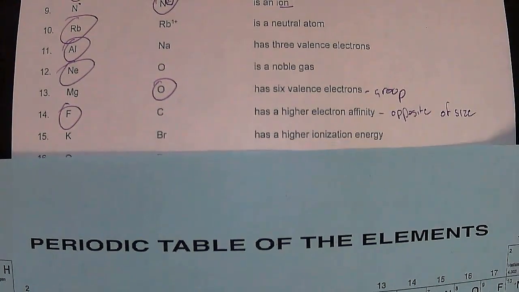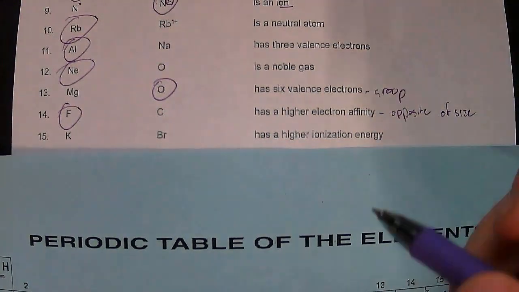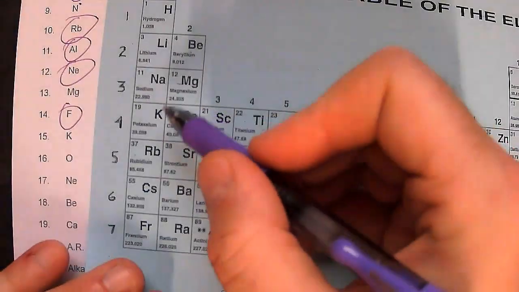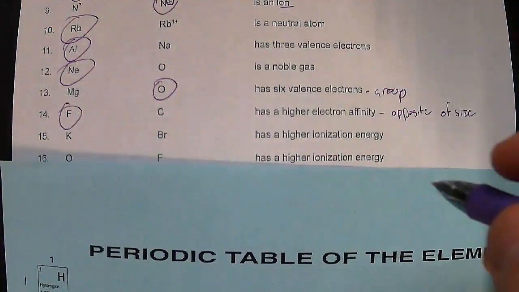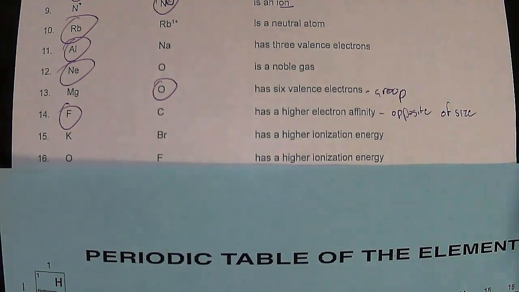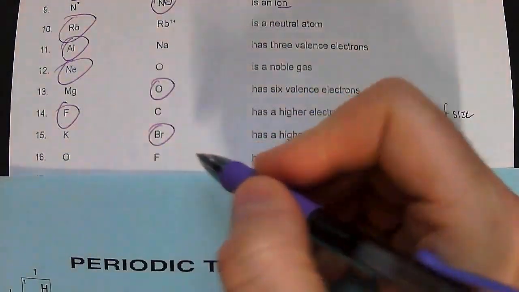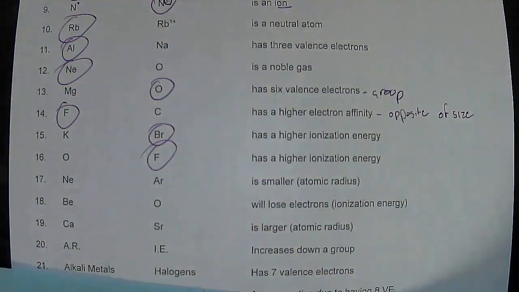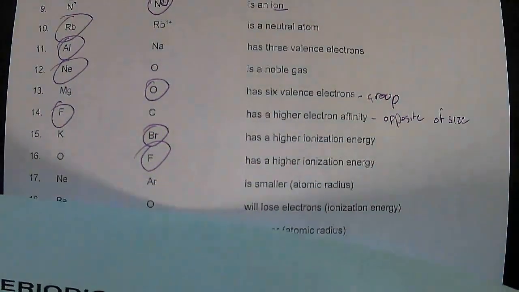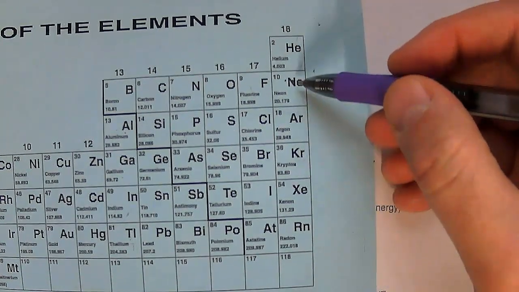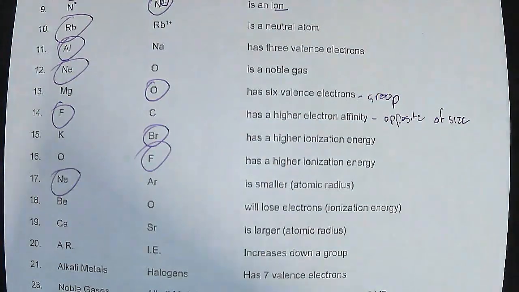Okay, higher ionization energy, so that's going to be the smaller atom. So Br here versus K here. So the higher ionization energy is the smaller one, which is Br. Okay, and same here, so that's going to be F. Smaller radius, Ar versus Ne. So as you go up the table, it gets smaller.